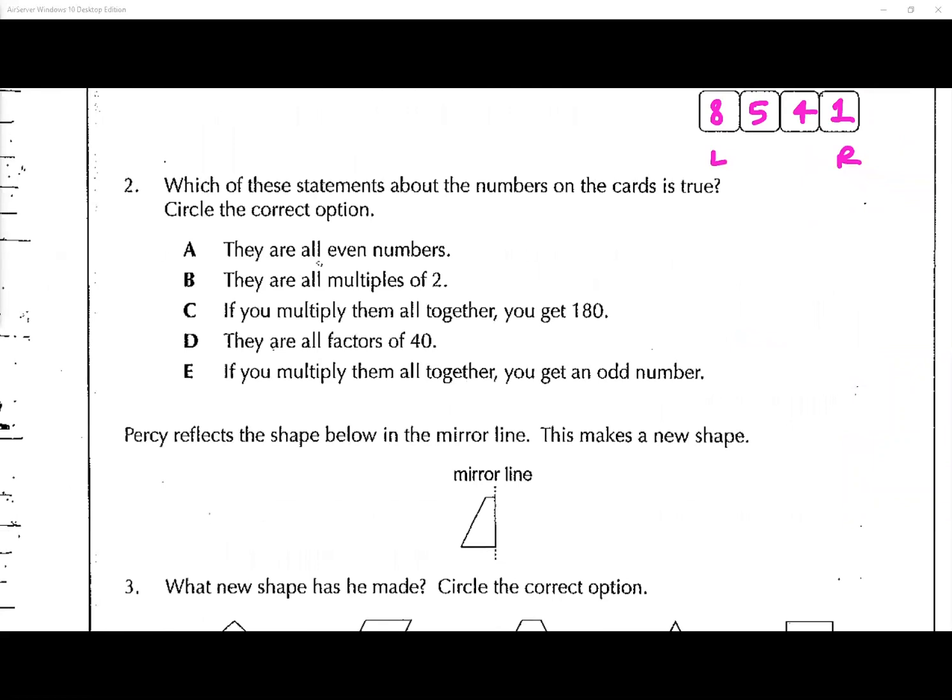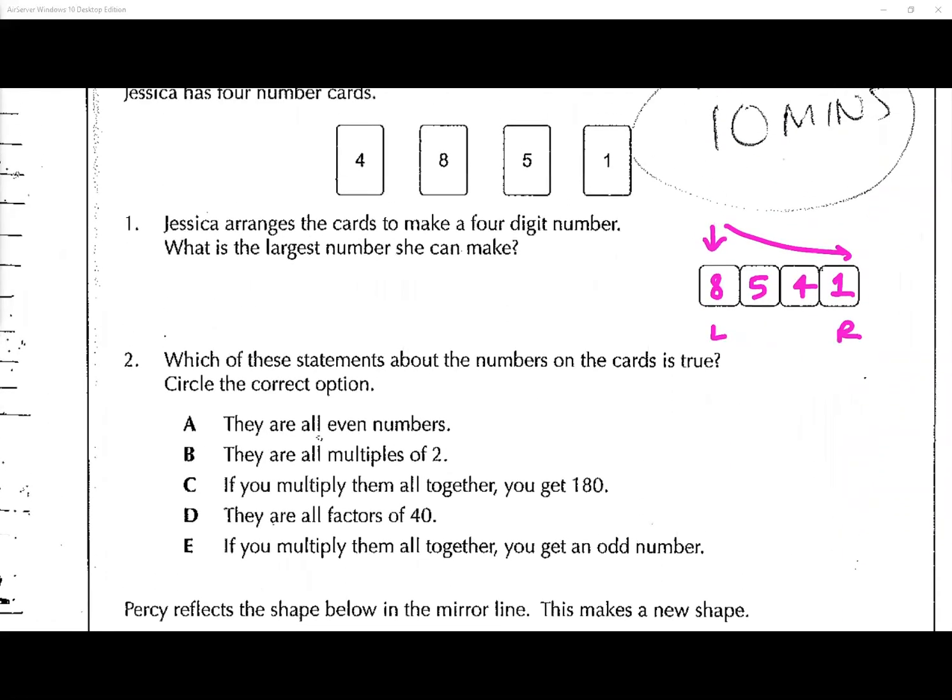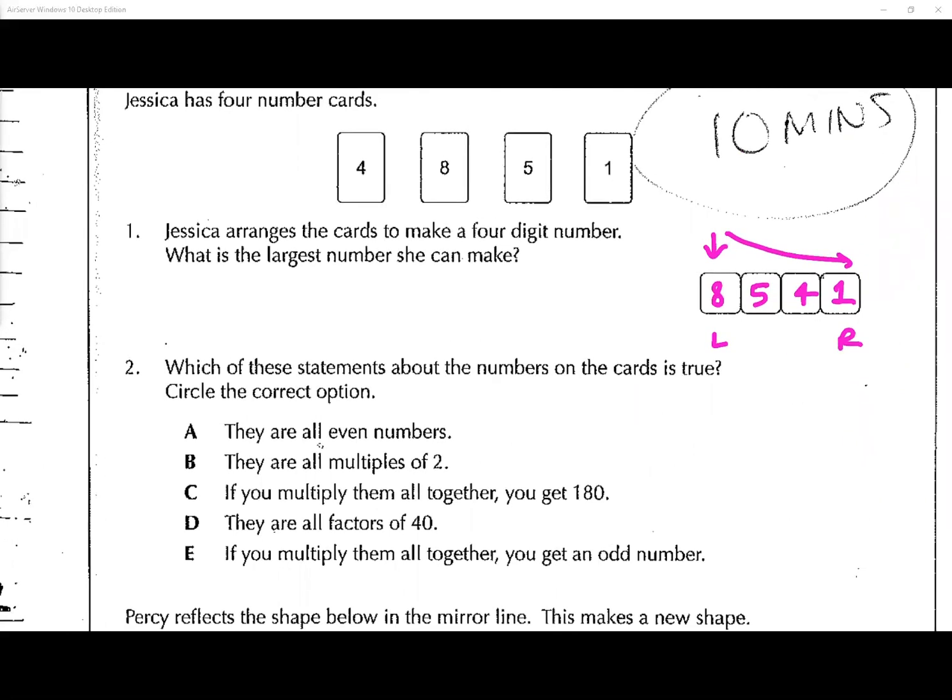Question number 2, which of these statements about the numbers on the cards is true? Let's go back up. They are all even numbers. That's false because that's odd. They're all multiples of 2. That's false because 5 is not in the 2 times table. It's not a multiple of 2. If you multiply them all together, you get 180. For that, you'll have to do some calculation.